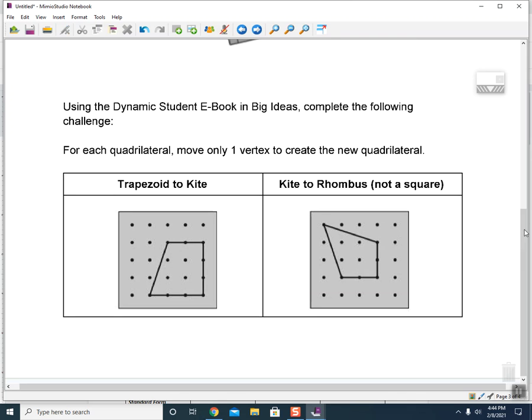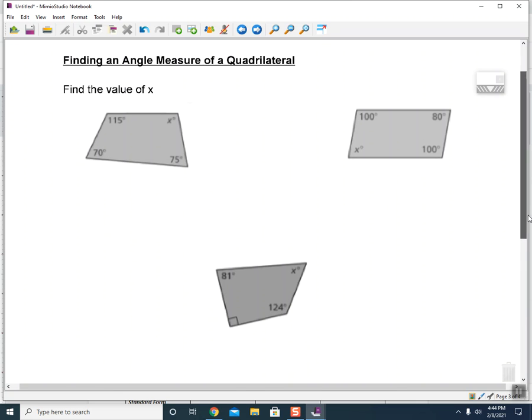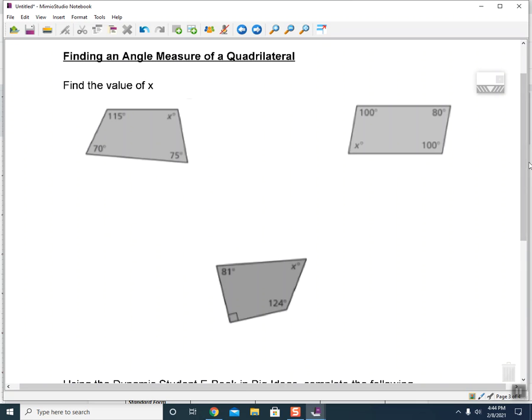So if we go ahead and go back, we're going to apply that. So I might write up here that it needs to equal 360 degrees. If I look at this first example, I'm given 3 of my angle measurements. I need to figure out what the value of x is.